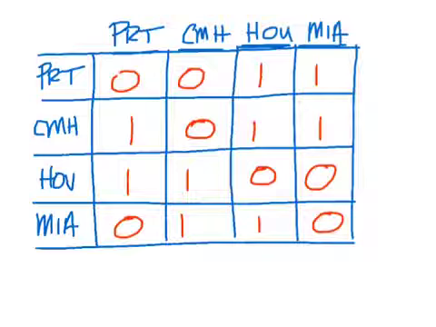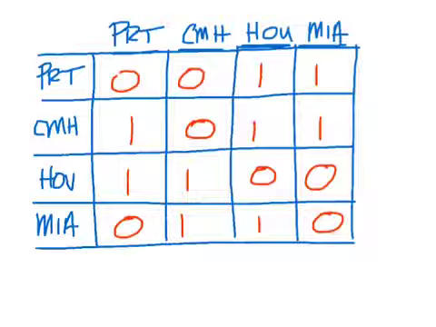This chart comes from the map that we just had. So take a look at the matrix. It doesn't matter in what order you put them as long as you're consistent with PRT, Columbus, Houston, and Miami down the left. If that's the order you go down the left, that's the order you have to use across the right in order to be consistent.